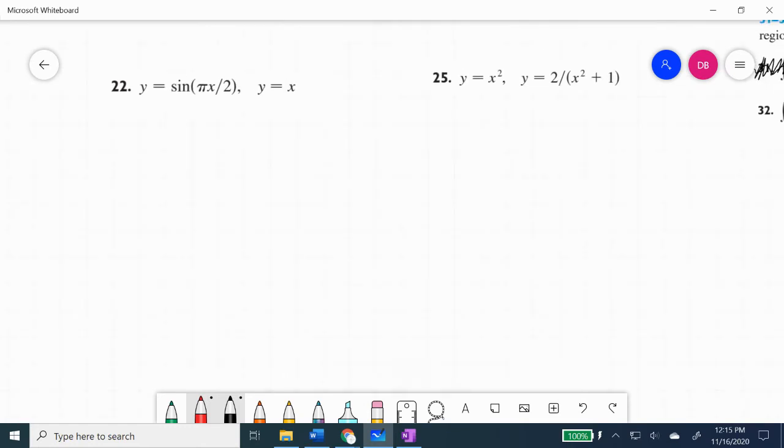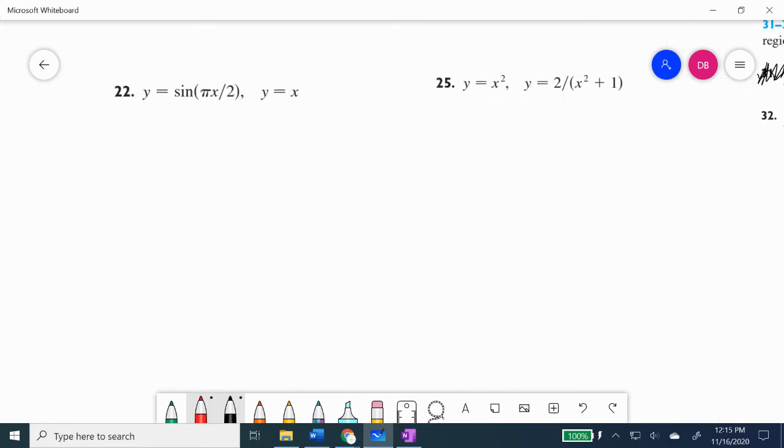Number 22. We need to sketch the graph of sine, but it is compressed or stretched horizontally. And if you remember, you look at what x is multiplying by. So I have a pi over 2 being multiplied by my x right in there.